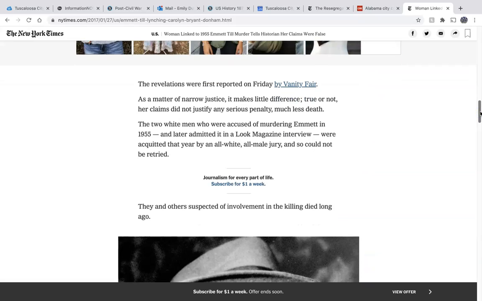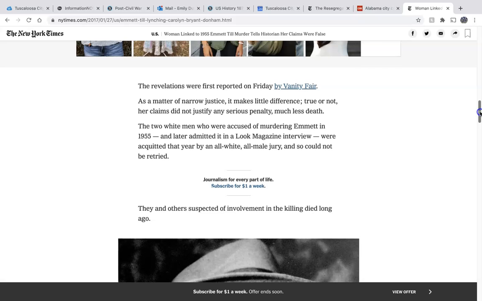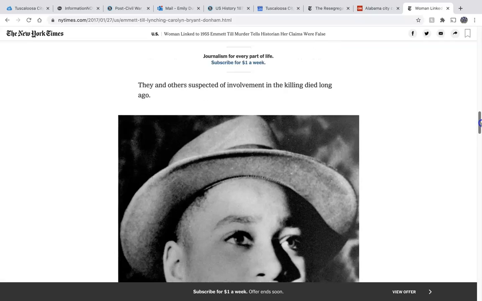Okay, the revelations were first reported by Vanity Fair. As a matter of narrow justice, it makes little difference, true or not. Her claims did not justify any serious penalty, much less death. The two white men who were accused of murdering Emmett in 1955 and later admitted it in a Look magazine interview were acquitted that year by an all-white, all-male jury and so could not be retried. They and other suspects of involvement in the killing died long ago.